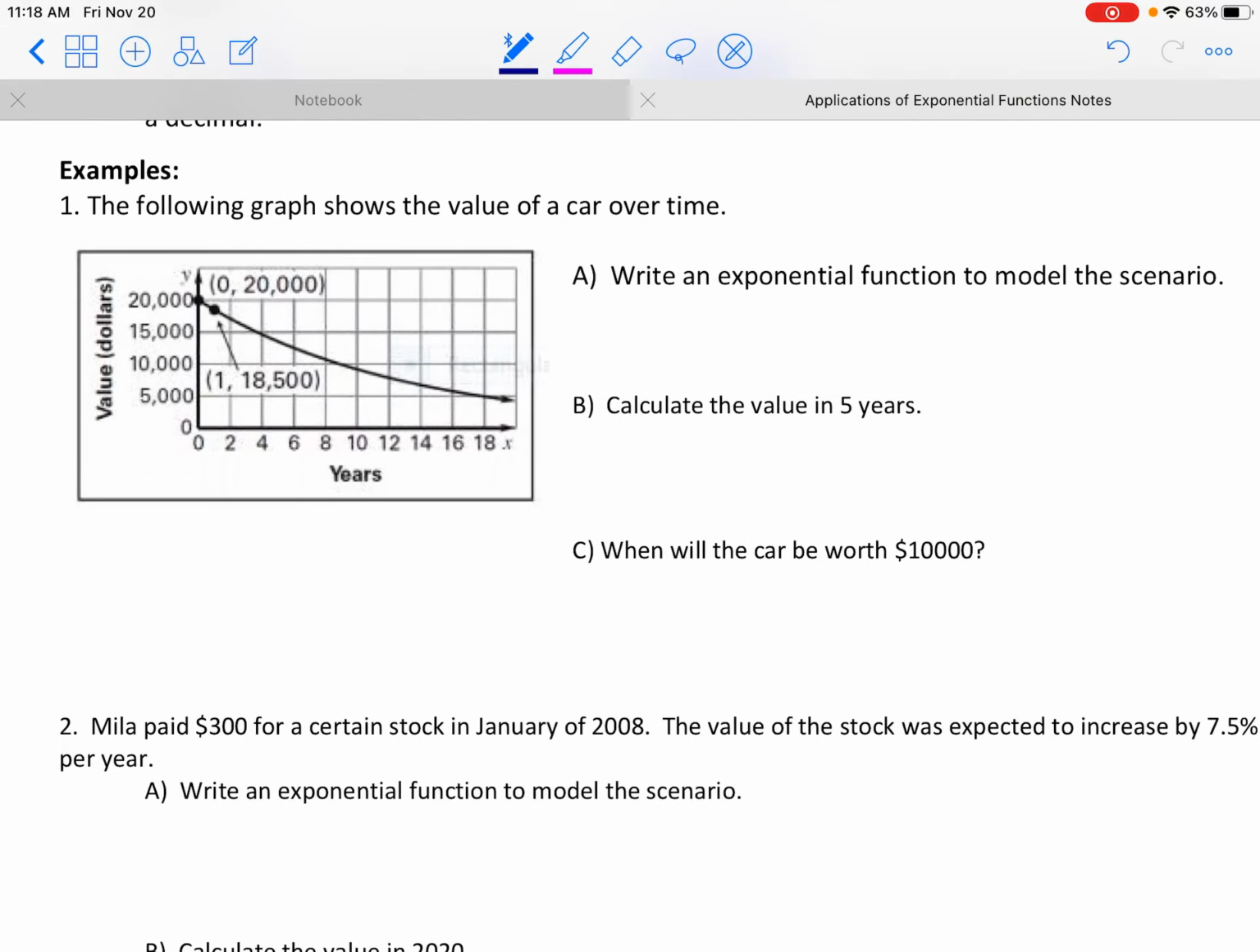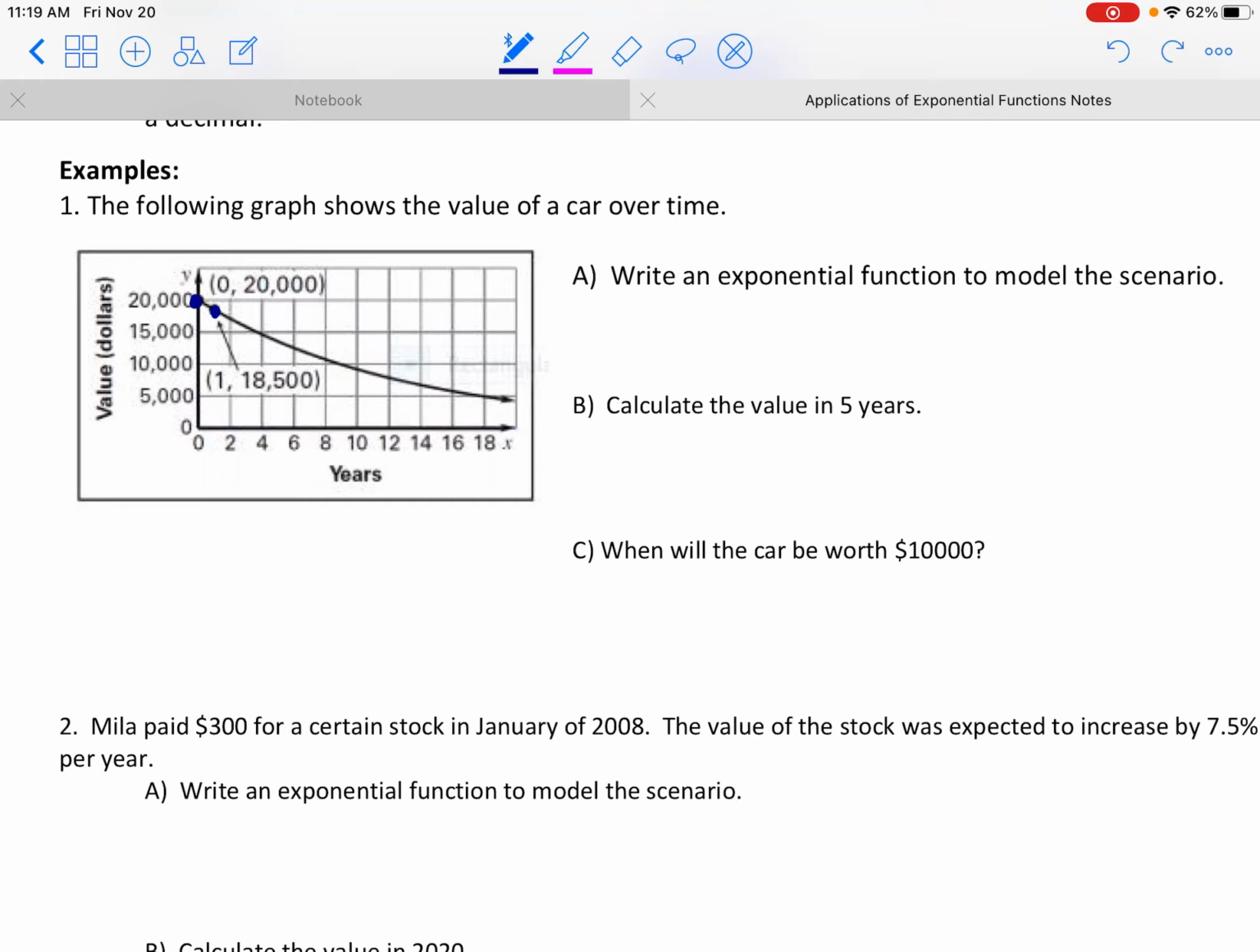Okay, so we're going to try to write some exponential functions from situations. So let's look at example 1. Again, we have a graph that shows the value of a car over time. So at time 0, it says that the car is worth $20,000, which means you buy this car for $20,000. Now, this very next point says 1 year later, the car is only worth $18,500. So it's depreciating, and we can tell by the graph that depreciation is exponential, and we can see that it's going to flatten out here. There's going to be an asymptote in that graph.